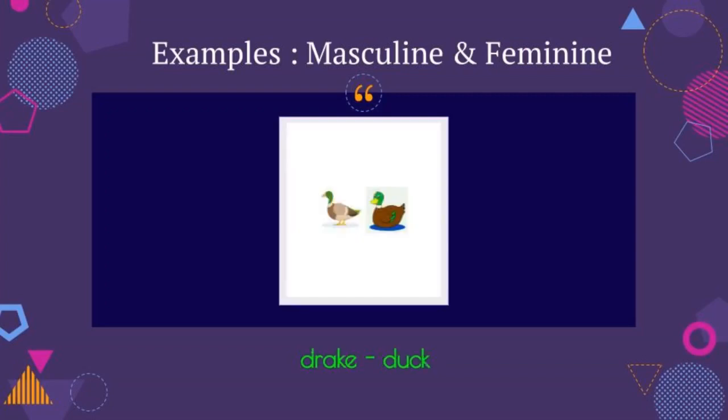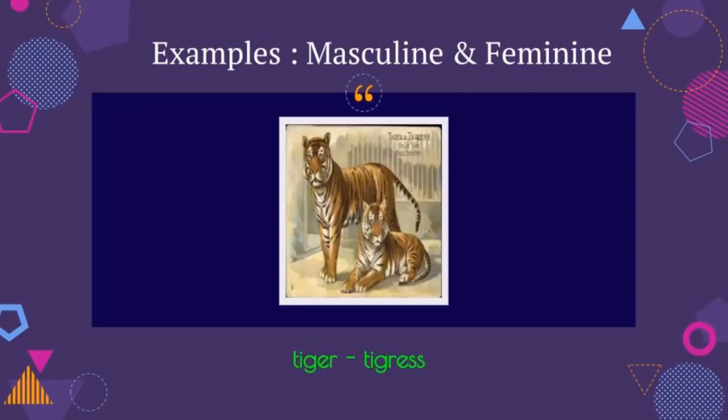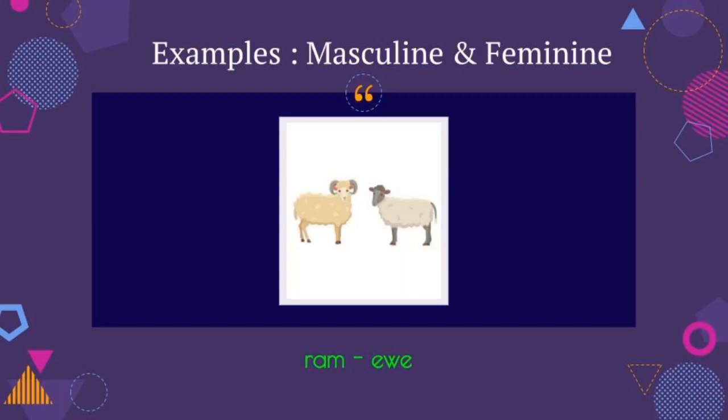And the next example is drake and duck. Drake is a male duck and duck is a female one. So the opposite gender of drake is duck. And the next example is tiger and tigress. Tiger is a male one and tigress is the female tiger. The opposite gender of tiger is tigress. And the next one is ram and ewe. Ram means male sheep. We can call the male sheep a ram, and ewe is a female sheep. The opposite gender of ram is ewe.